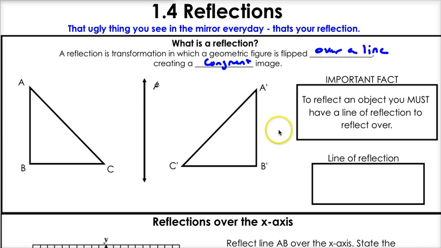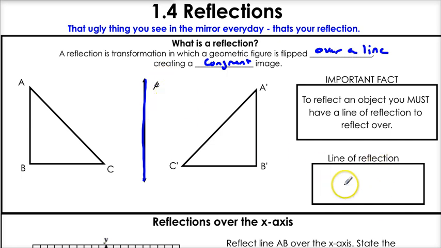So if you look here, this would be a good example of a reflection. The line of reflection is over here, P, and ABC is reflected over this line to get our image. Now the big thing about this lesson, I really want you to listen to this, and here's my important fact: to reflect over an object, you must have a line to reflect over. To reflect an object, you need a line. I can't reflect ABC unless I know what line it's reflecting over. So throughout this lesson, please keep that in mind. We're reflecting over a line.